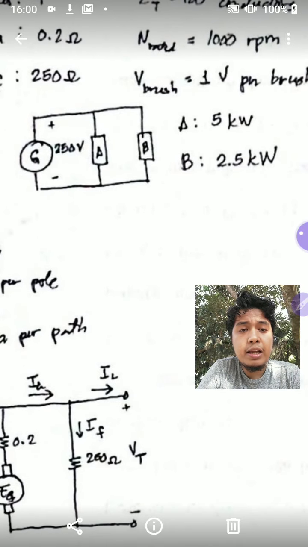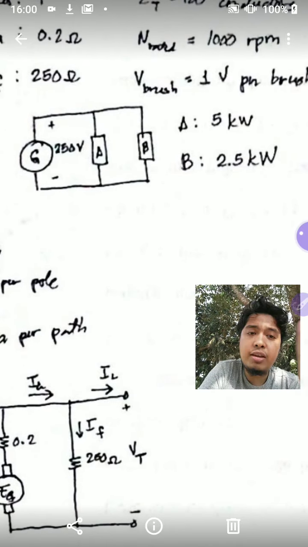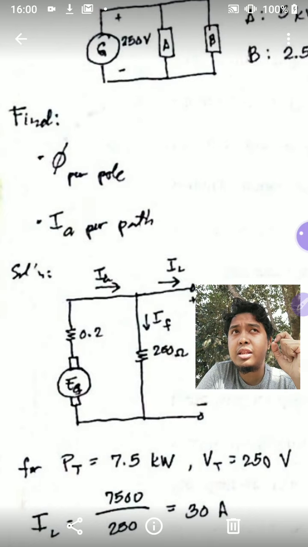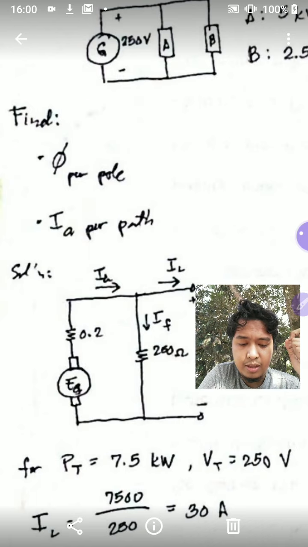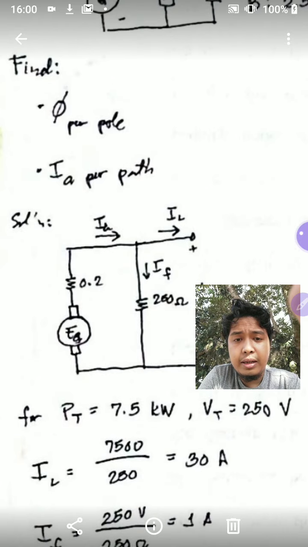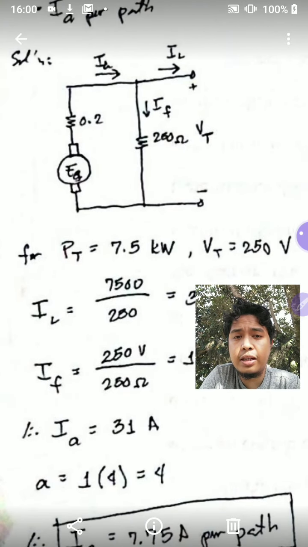So it's supplying two loads. One is 5 kilowatts, the other one is 2.5 kilowatts. What we're asked to find is the flux per pole and the current per path. For the current per path, I have an illustration of the per path current in my permanent magnet DC example, so you'll find it in another video. Okay, so this is straightforward.